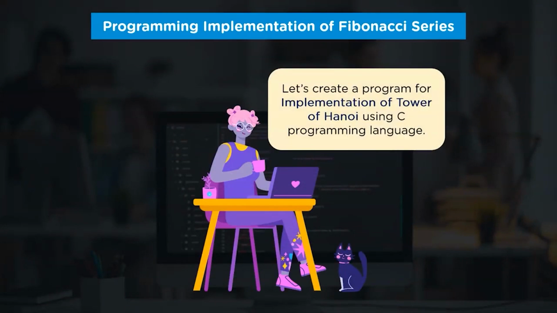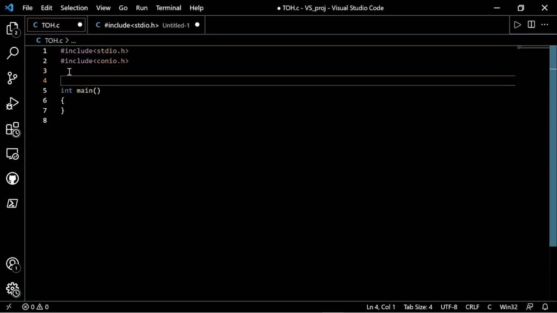So without wasting any time, let's move to the code editor. Here, to begin with our Tower of Hanoi implementation, let's first create a utility function named TOH. So we'll do that, void TOH, and inside this function we'll pass a few arguments.